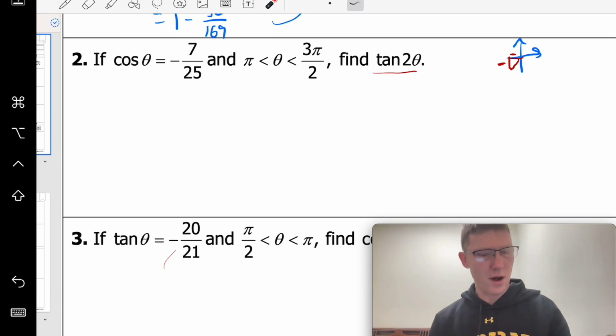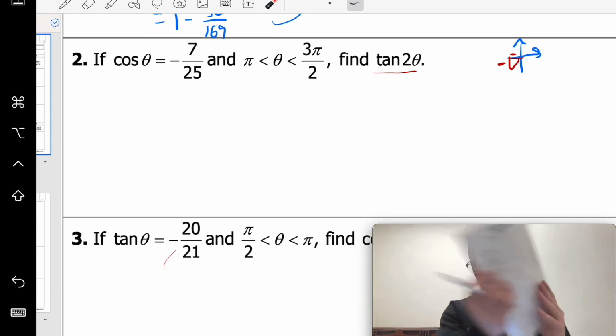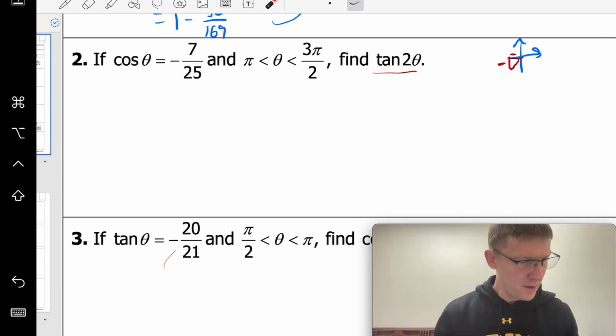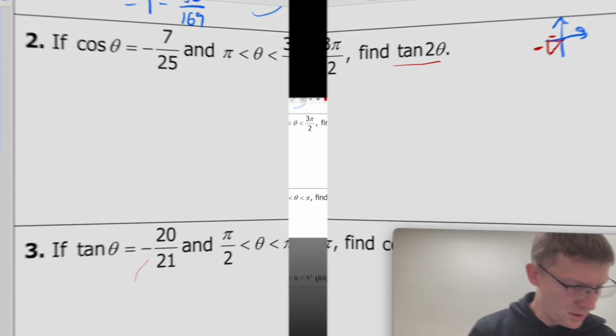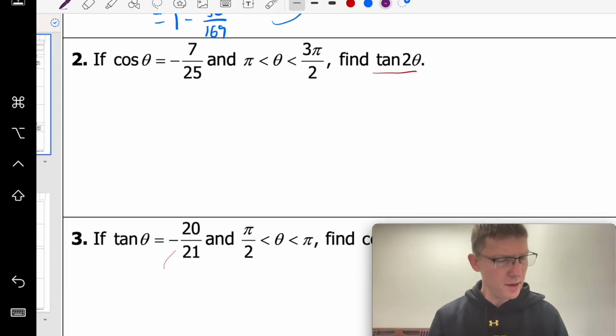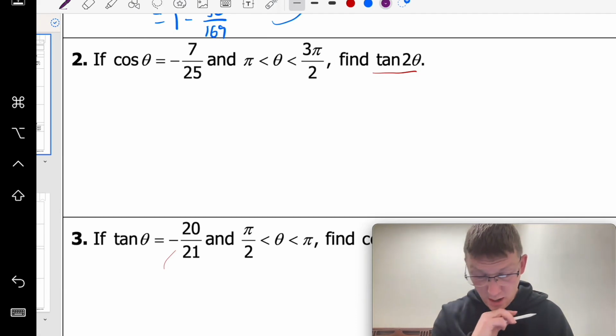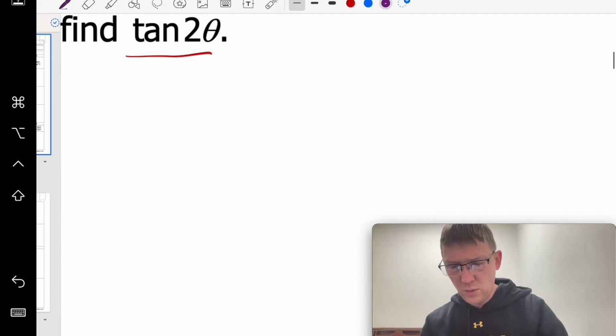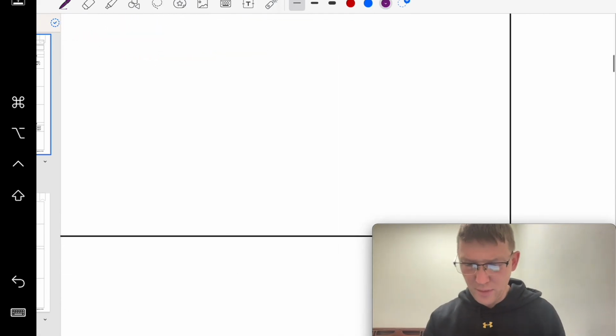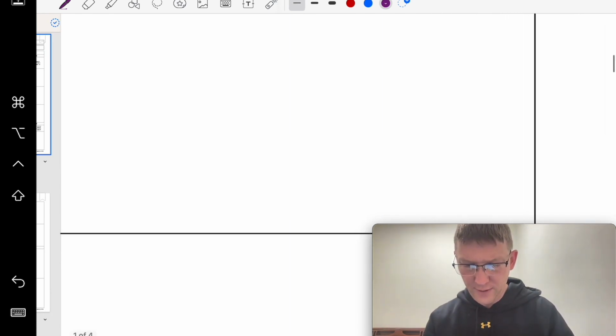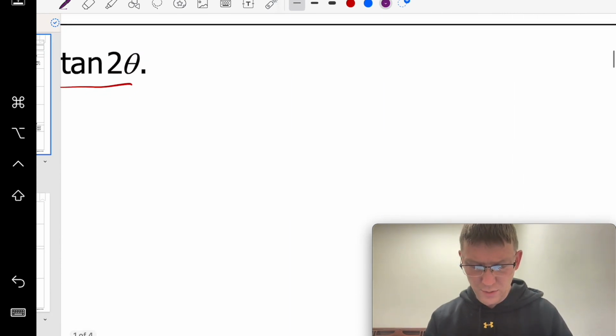So I'm looking at my trig formula, and let's see here, double angle. I was trying to be a little clever with this, trying to figure out if I had a formula that had tangent of theta and cosine of theta. I don't. So what we're going to have to do is make a triangle and figure out what else we have.